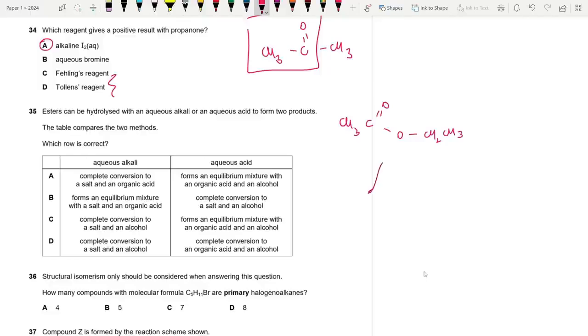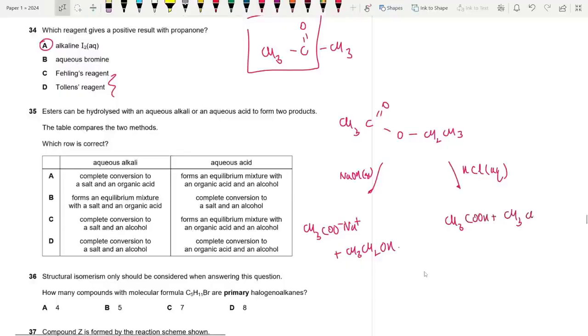So if we use an alkali like aqueous NaOH, what happens? This turns into a salt, CH3COO minus Na plus, and we get the alcohol CH3CH2OH. That is perfect. So yeah, we get an organic compound and a salt, correct. And if we used an acid instead, like aqueous HCl, dilute acid, we would get the acid CH3COOH as well as the alcohol.